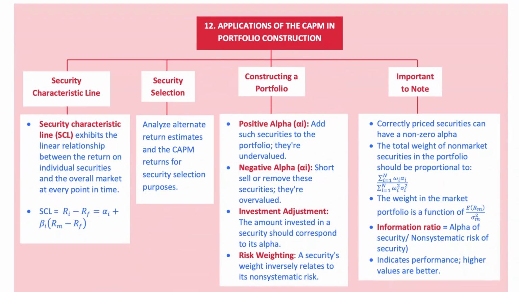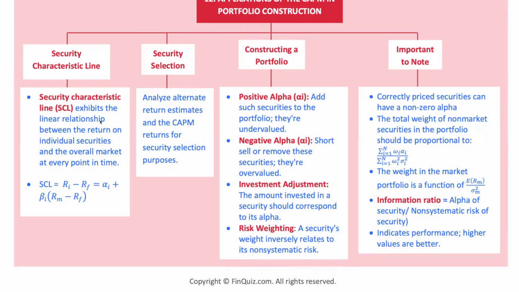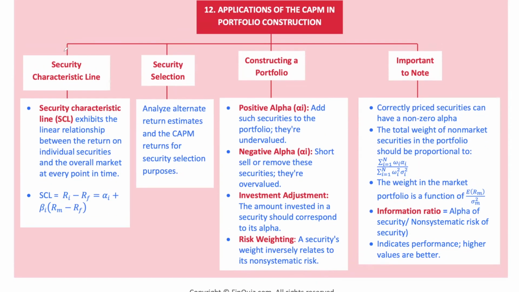All right, folks, we're now stepping into one of the most practical parts of this whole topic, how CAPM actually helps you build a portfolio in the real world. Up until now, we've been talking about theory, risk, return, beta, alpha, and all those formulas. But this is where it all comes together, portfolio construction and security selection. So let's dive in. Okay, so first, the security characteristic line, or SCL, where theory meets data.